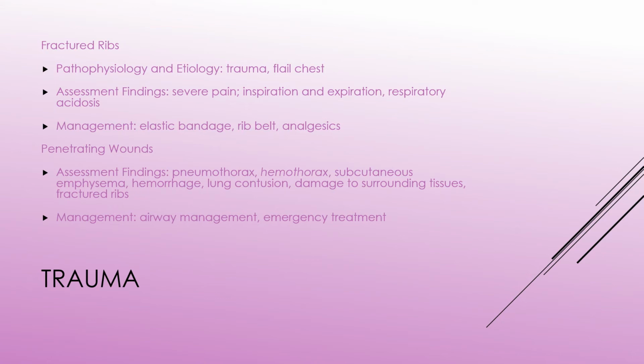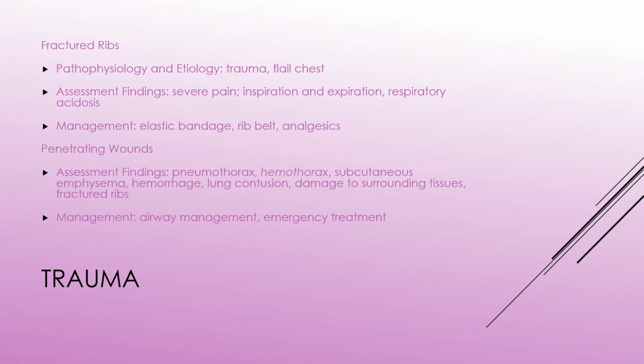A fractured rib is caused by a hard blow to the chest or a hard fall. It can usually lead to a flail chest. A flail chest occurs when two or more adjacent ribs fracture in multiple places and fragments are free floating. With a flail chest, on inspiration, the segments move inward, which means there is decreased lung space to expand.